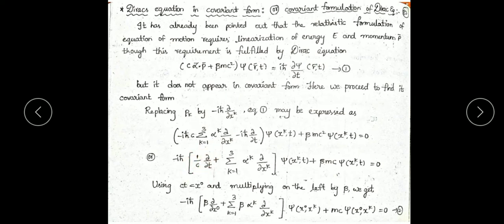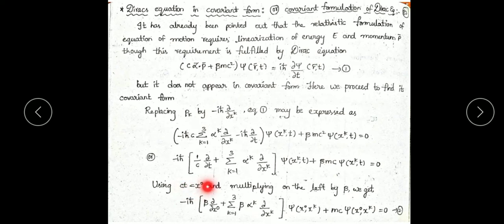Next, a very important thing we need to do. In order to get a covariant form: here it is x_k, but here it is t. Still it is not in a covariant form. It looks like these are two separate, different coordinates. So now what we need to do is use ct equals x0. In the place of ct, we need to replace it with x0, and multiplying on the left by beta we get. So here, in the place of c∂t, as given, ct equals x0.